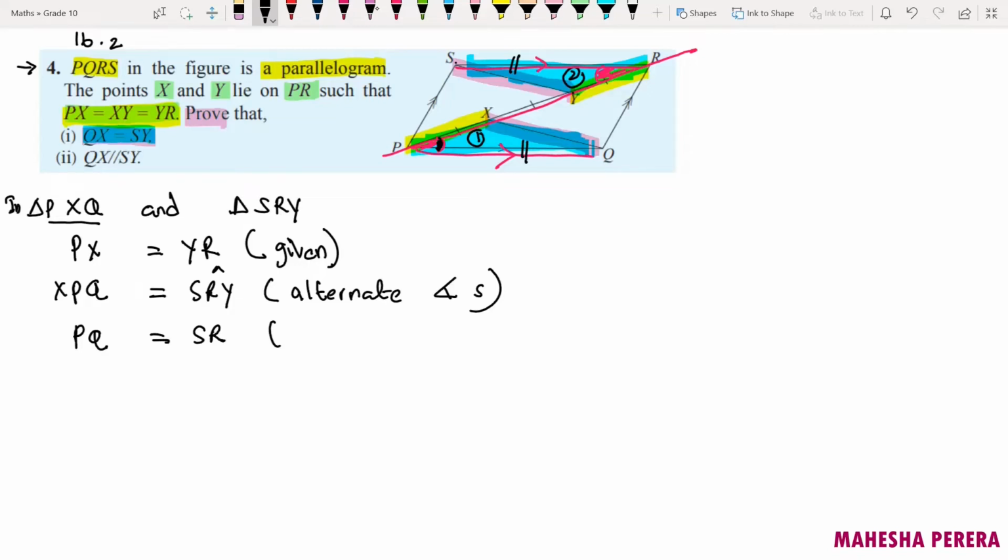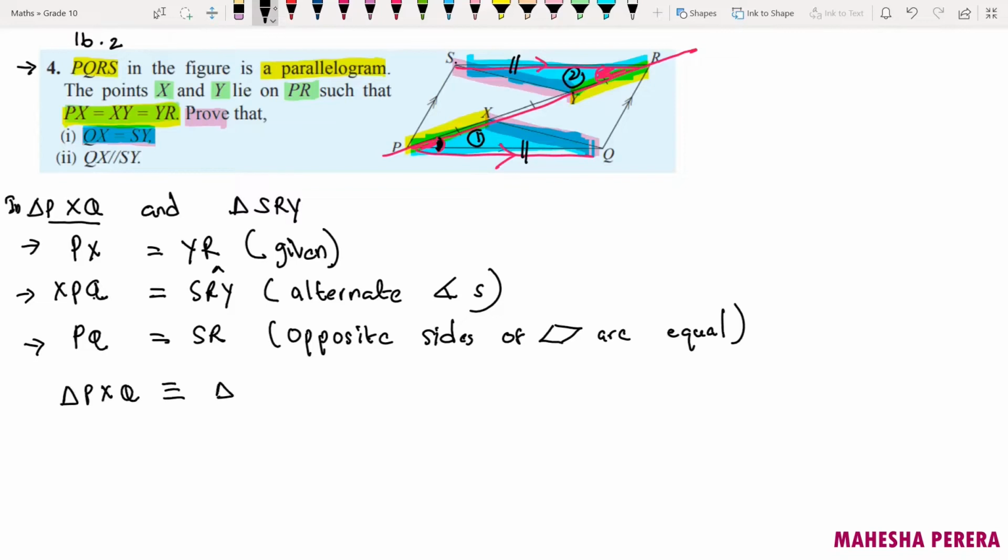So let's write. Now see, there are three pairs of elements, two pairs of sides and one angle, right? So we can say easily that these two triangles are congruent. So what's the case here? Two pairs of sides, one pair of angles, that means SAS. So what's this angle? Can you see? These are the two sides, so this angle is the included angle, right?